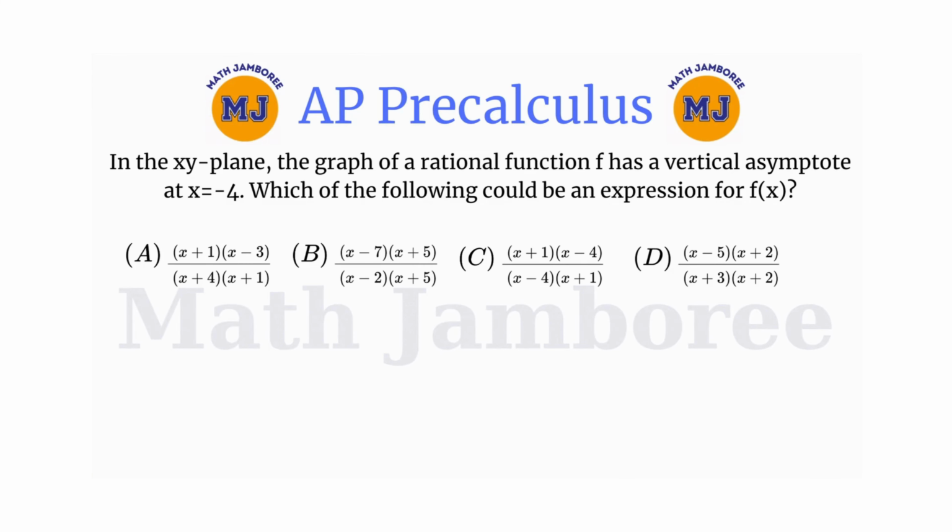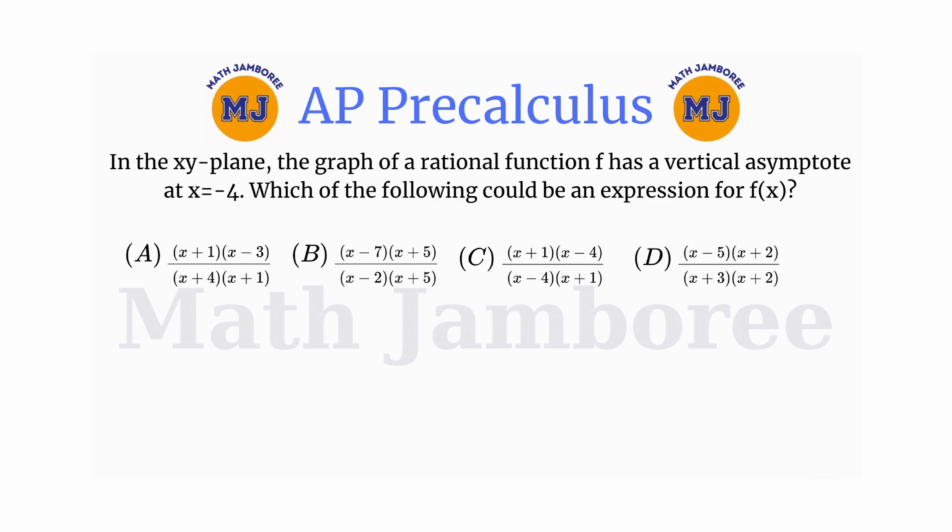In this video, we have another AP Precalculus type of question from the topic of rational functions and vertical asymptotes. So let's solve it together. In the xy plane, the graph of a rational function f has a vertical asymptote at x equals -4. Which of the following could be an expression for f of x?